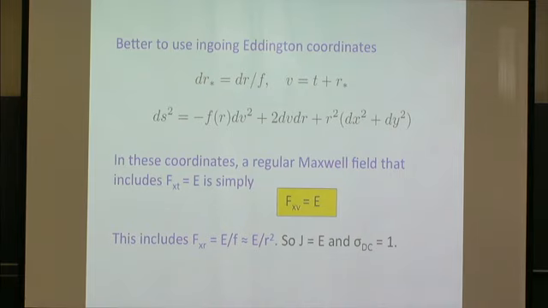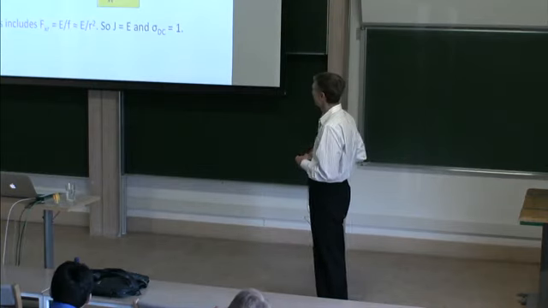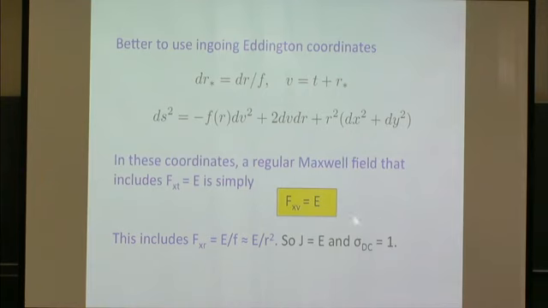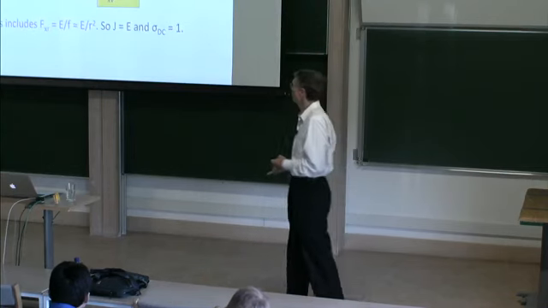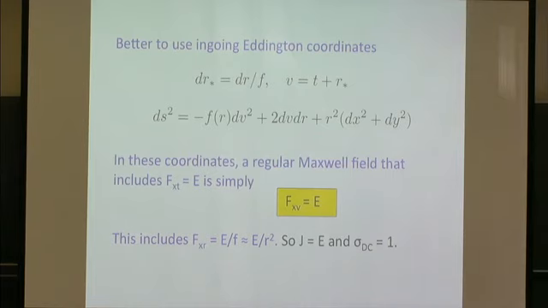simply that F_xv equals a constant E. This solves the Maxwell equation. It is now regular everywhere because these coordinates are regular everywhere. And so that's the solution we want.